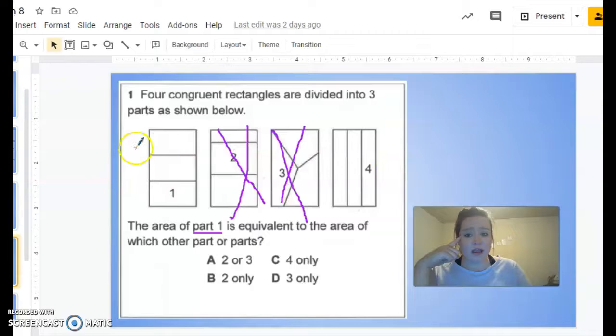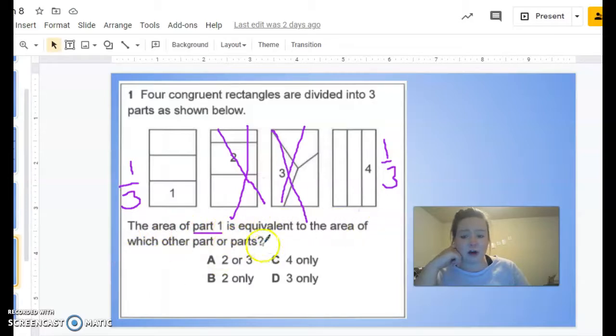The area for part 1 is equivalent to the area of which other part or parts? Only 4. Right here, this is 1/3. And this is 1/3. This piece right here is not 1/3 because this rectangle is not divided into the same size pieces. Same thing here. This is not 1/3 because each of the parts is not the same size. They are not equivalent. So part 1 is equivalent to only 4.